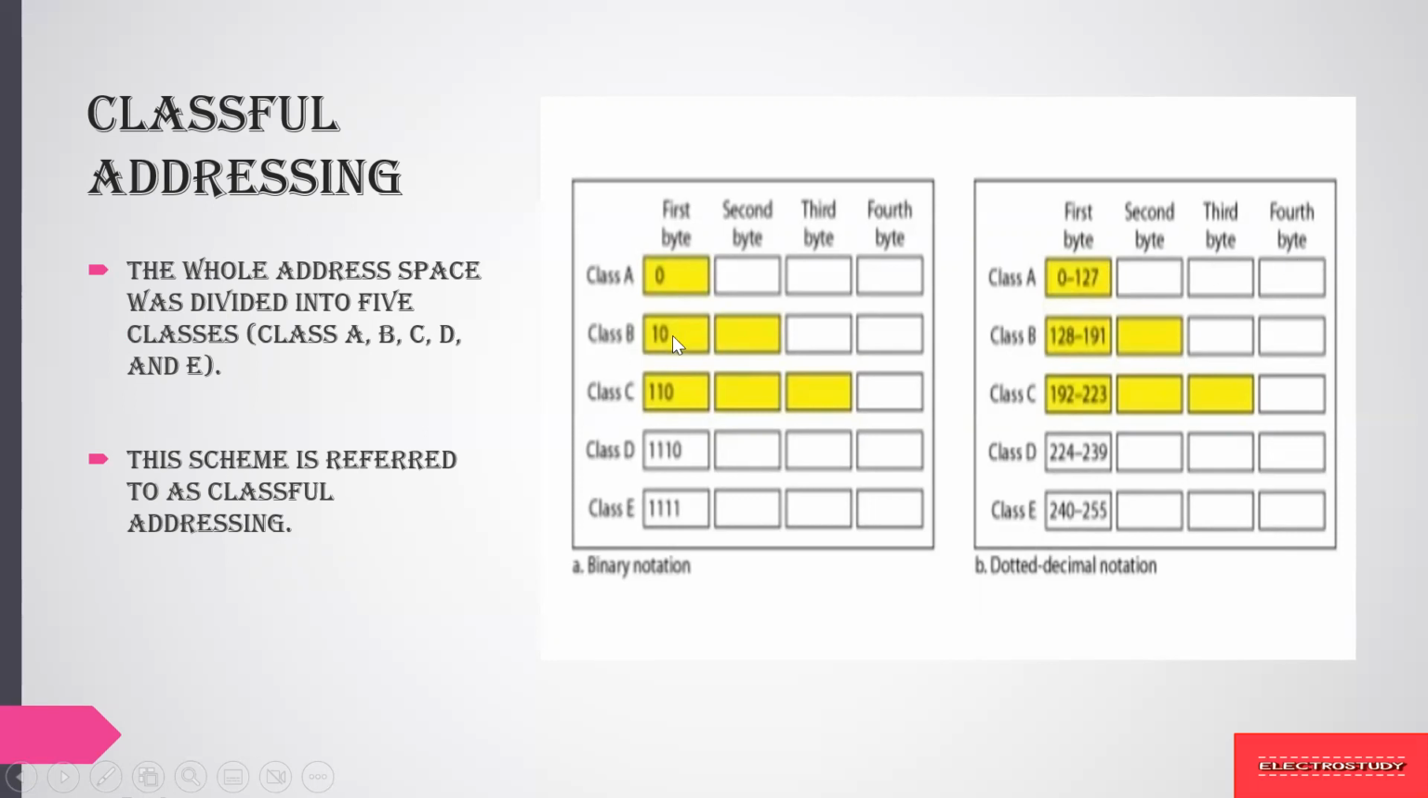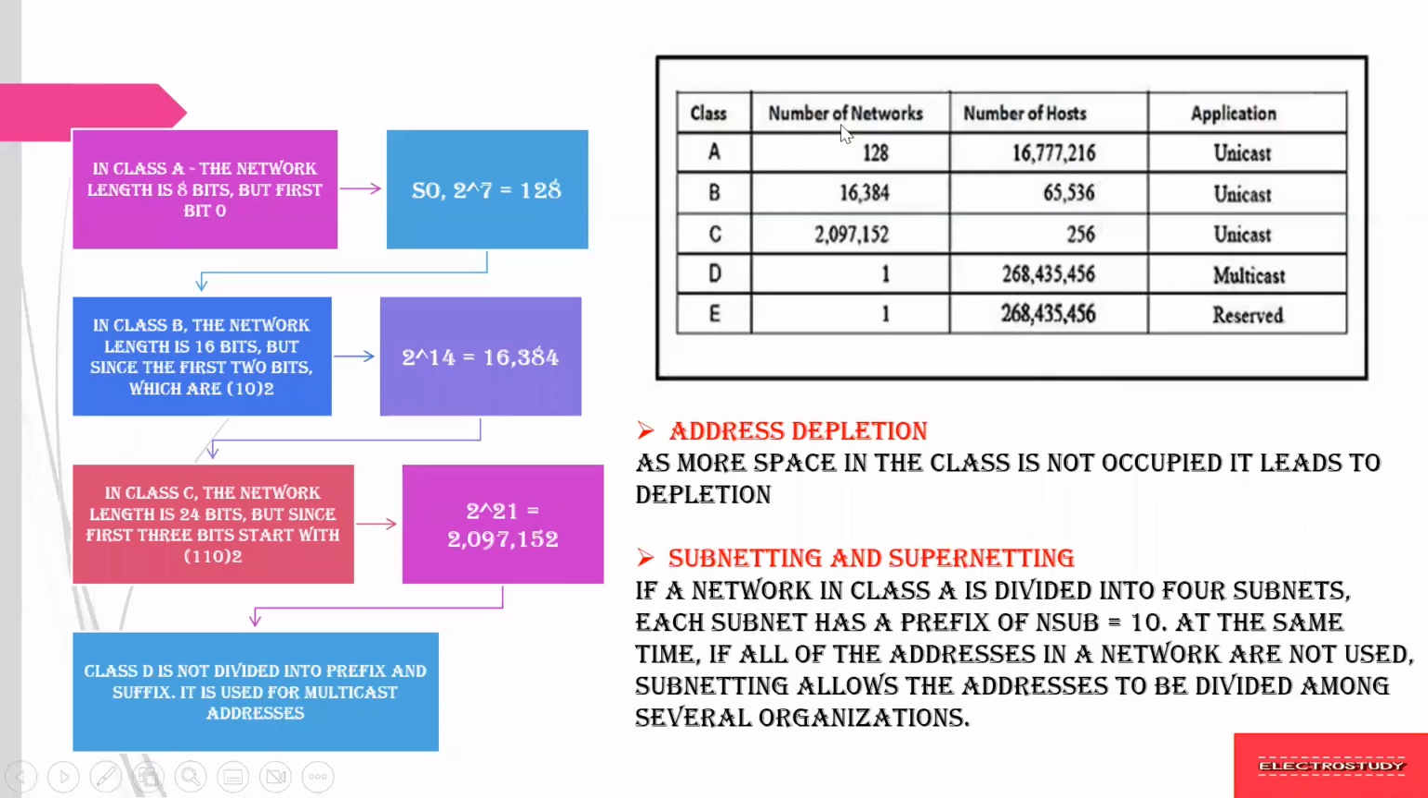If it is class B, the number starts with 1, 0. Here, if it is class A, the number of networks you can connect is 128, which is 2 to the power of 7. In class A, the network length will be 8 bits, but the first bit is 0, so we are taking 0 to 7, which constitutes the remaining 7 bits. So 2 to the power of 7, what is that? 128. So 128 networks are connected.